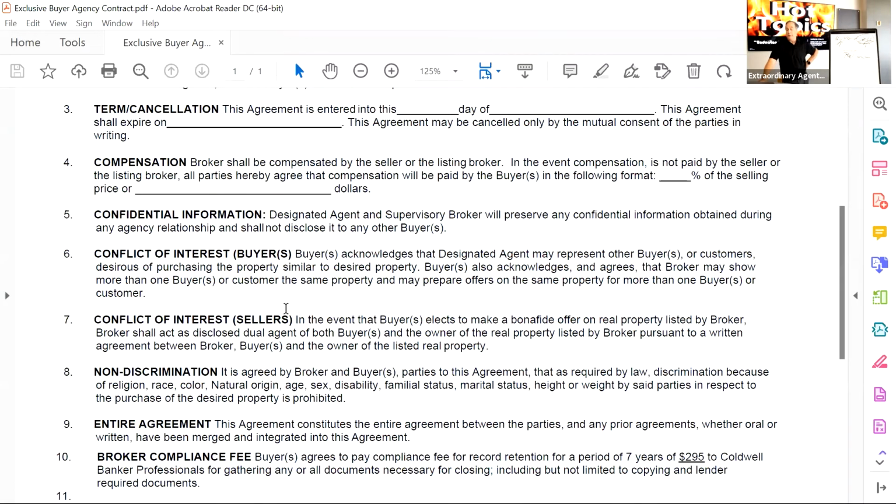Confidential information. It's saying that the designated agent, the supervisory broker, is going to preserve that. But it also says, hey, buyer, you need to know in paragraph 5 that I may be representing other buyers who want to see the same home that you want to see. Ooh, I'm going to throw one out for conversation here. This would be a great discussion within the office. Would that be dual agency?